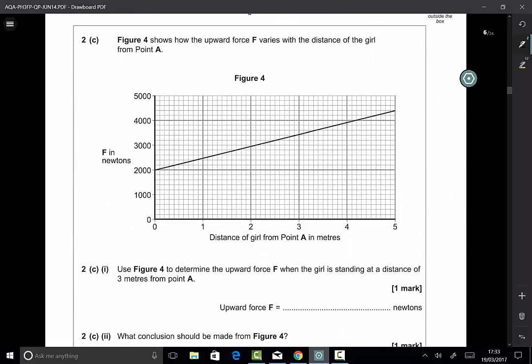Okay, so we've got a graph now showing how the force varies with distance from point A, and we're asked to determine the upward force when there are 3 meters away. So we're going to go to 3 meters. We're going to follow that line along, use a ruler to try and make it a straight line. So we've gone 2 small squares up. Now each one big box is worth 1,000, so each small box is worth 200, so that's going to be 3,200, 3,400 newtons.